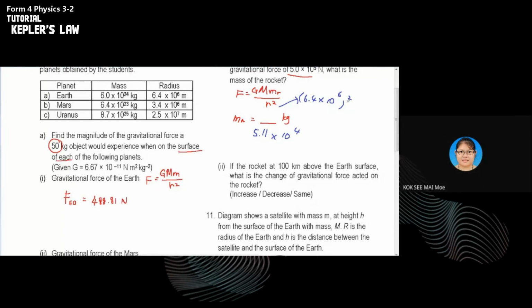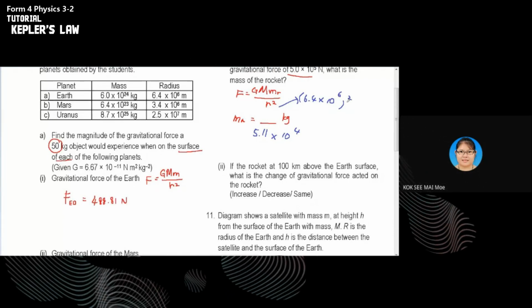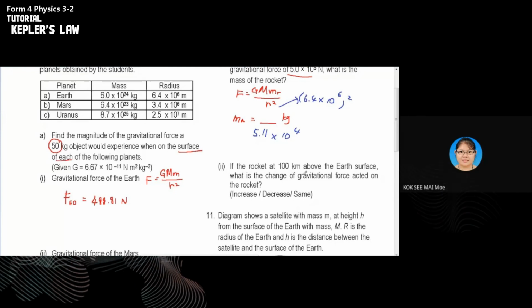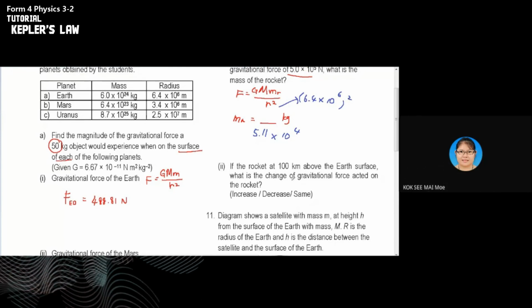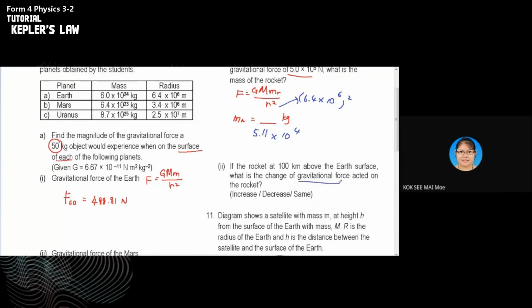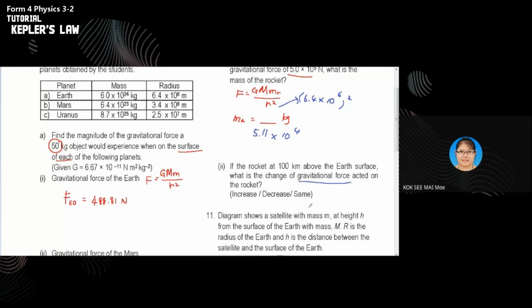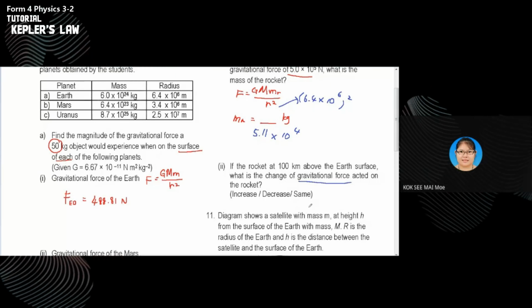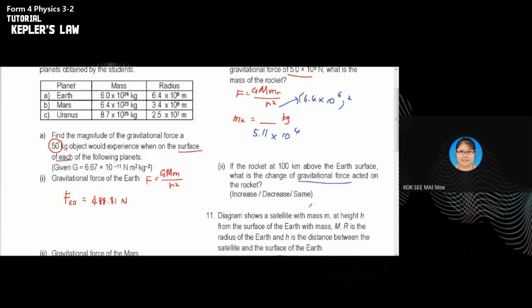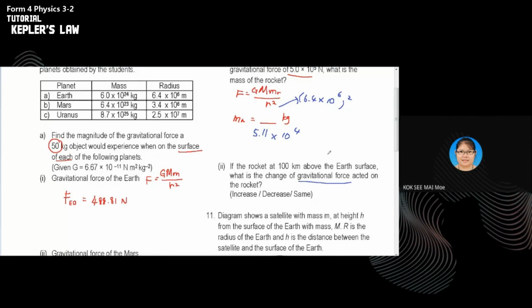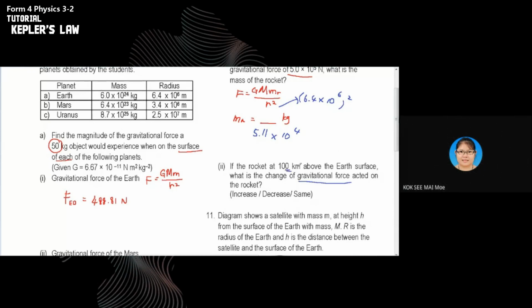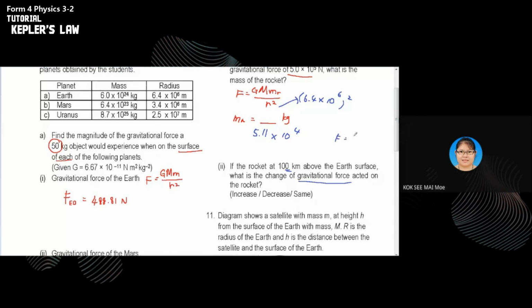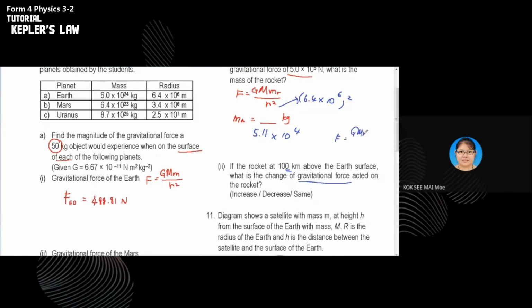Okay, so number 2, we just go and underline. If the rocket is 100 kilometer above the Earth's surface, what's the change for gravitational force? Okay, what do you think about that? How about the F? Okay, we see the relationship. So now they say 100, and this G is a constant.